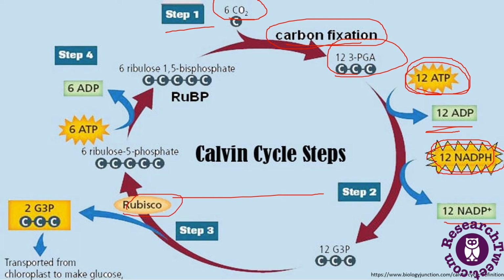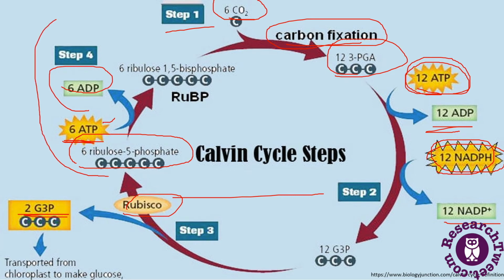Rubisco molecule, that is 2 G3P, is transported from the chloroplast to make the glucose, which gets converted into 6 ribulose 5-phosphate, and after this they will require the ATP for this energy, and they will release the 6 ADP molecules. This is the fourth step which we are talking about, and 6 ribulose 1,5-bisphosphate molecules are being produced here.